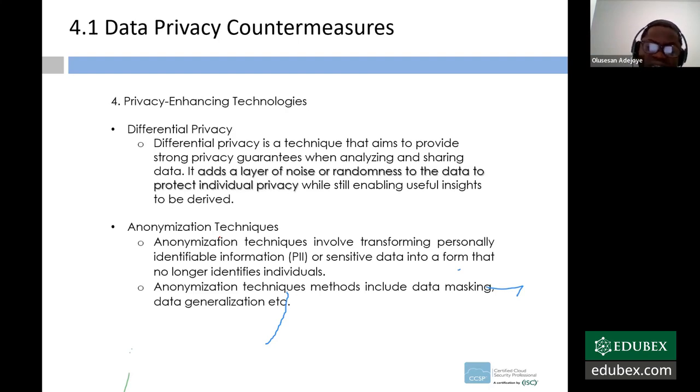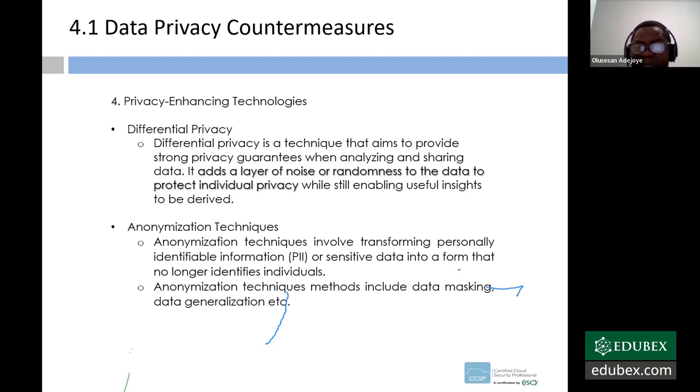So we can use privacy-enhancing technology like anonymization techniques. In most of the financial sectors, when they send our bank details to us, the middle letters are often masked. This is an anonymization technique. It is used to prevent personally identifiable information from being seen, such that you cannot use it to identify individuals. So they mask certain characters.